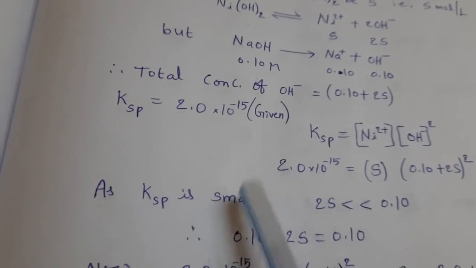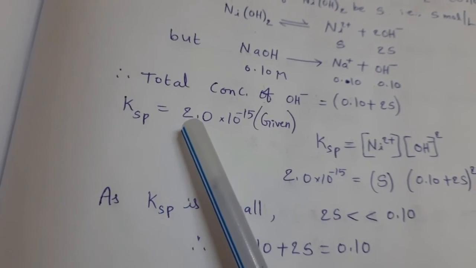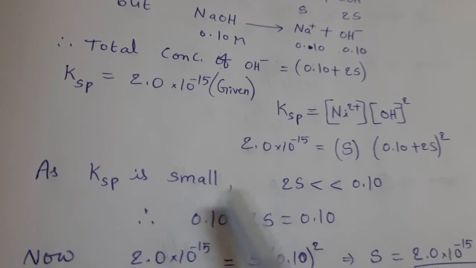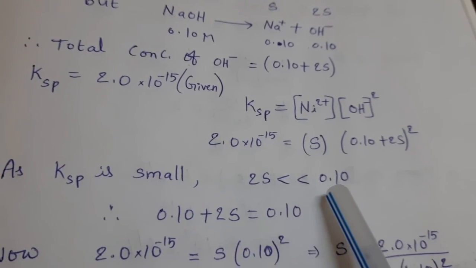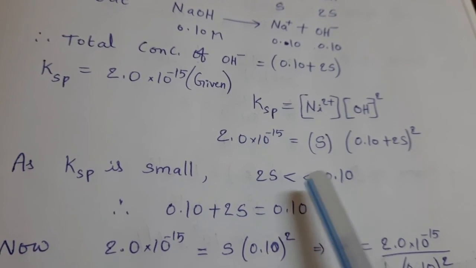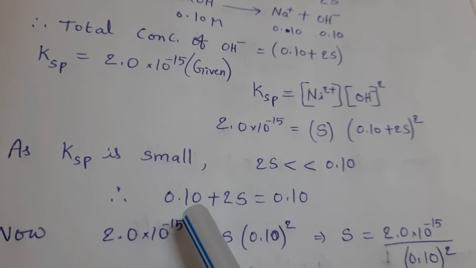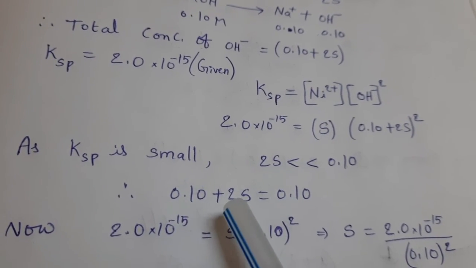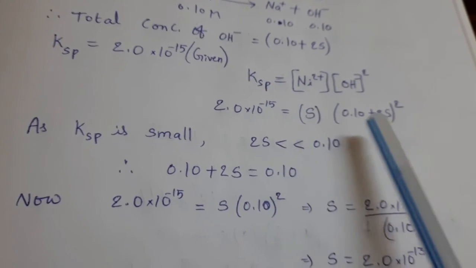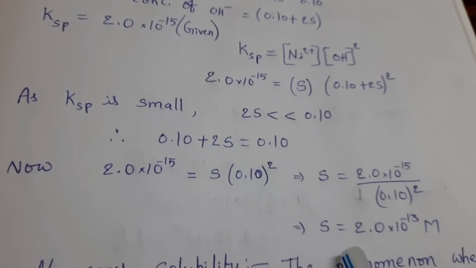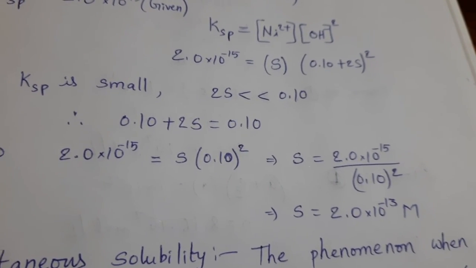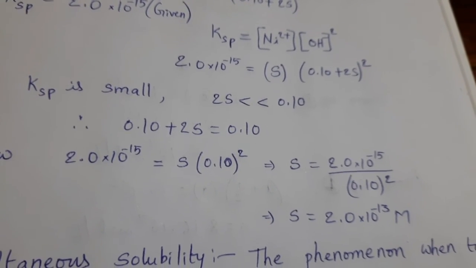Here Ksp is small. See this, 10 power minus 15. 2 divided by 10 power minus 15 means a very small value. Compared to 0.10 molar, this 2S is very small. So we can consider 0.10 plus 2S equal to 0.10. So substitute this in this expression, then we can get this one. S equals 2.0 into 10 power minus 13 molar. Okay students, we will meet in the next class.